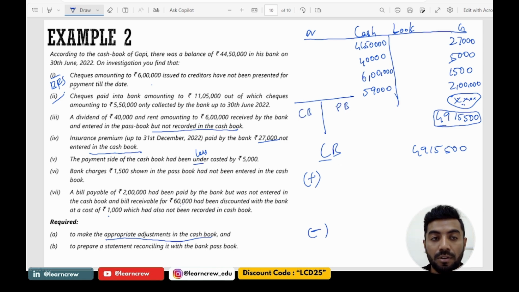So we have cash book here and passbook here. In the cash book, checks amounting to 6 lakh issued to the creditor have not been presented for payment till the date. So in the cash book, we have already recorded, which means the cash balance will be less. In order to make it equal, we'll have to increase it by 6 lakh.